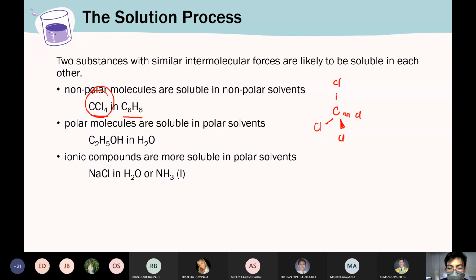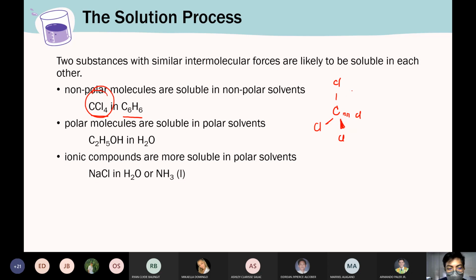So, even though the C-Cl bond is polar, totoo yun, kasi the electronegativity of chlorine is 3.5, this is 2.5, so difference niyan is 1.0, polar, okay? However, if you look at the geometry of the molecule, it is even in all angles, no? Pare-pare silang 109.5 degrees. Lahat yan 109.5 degrees yung angle.